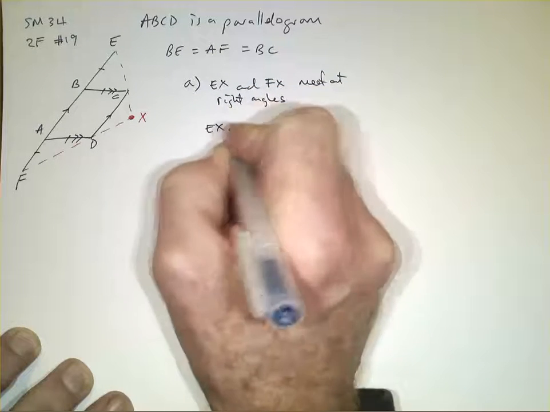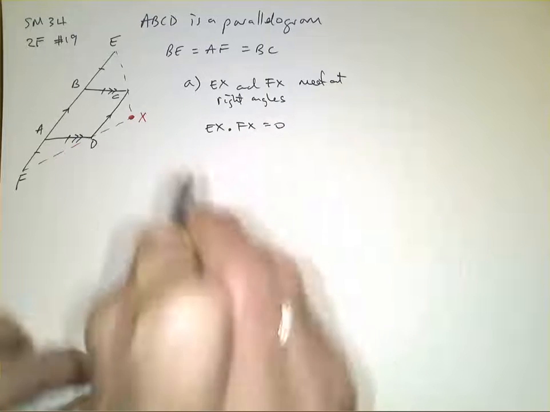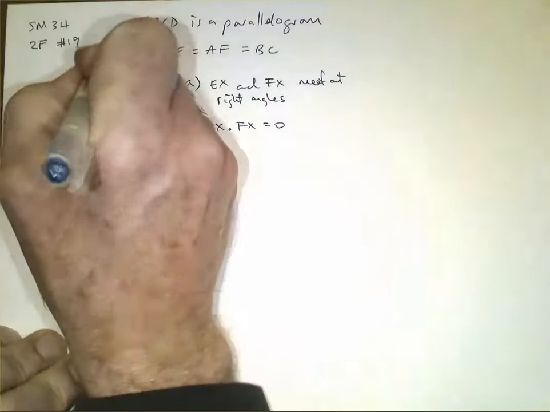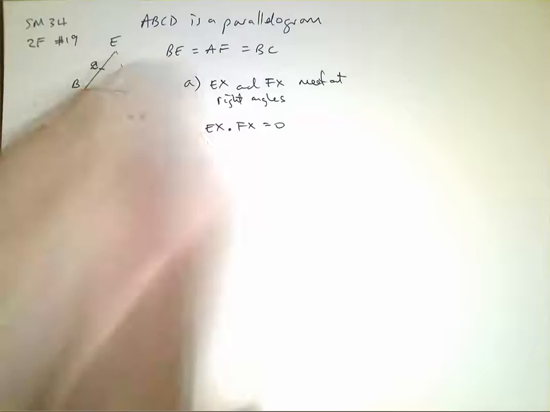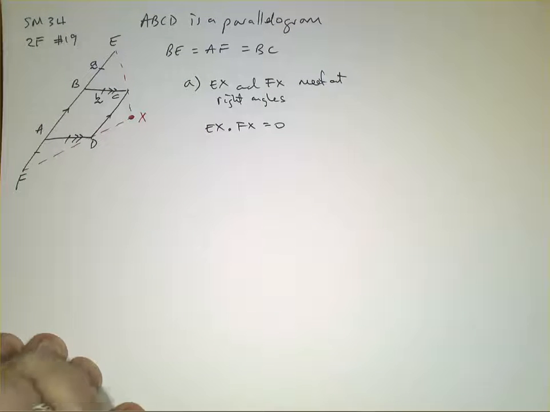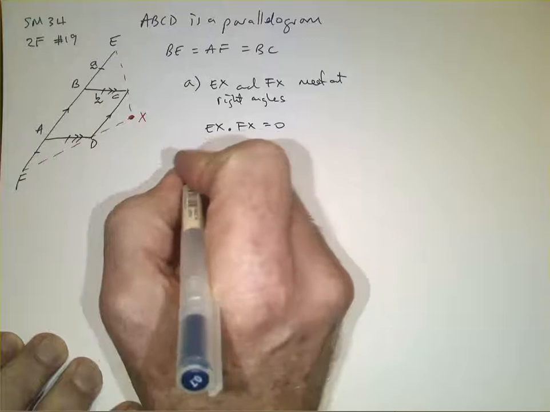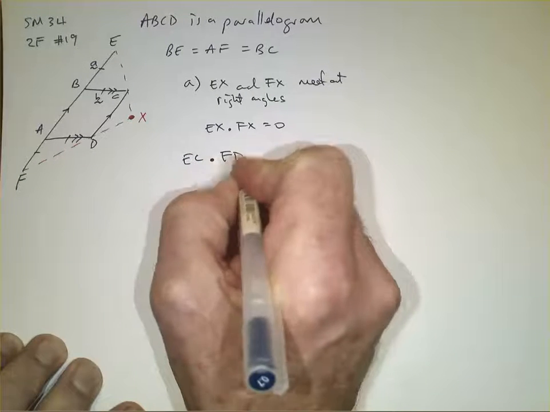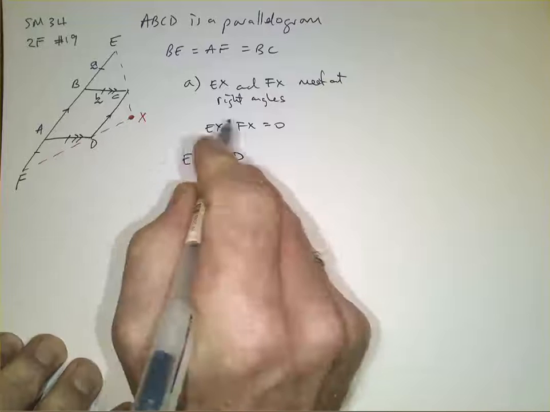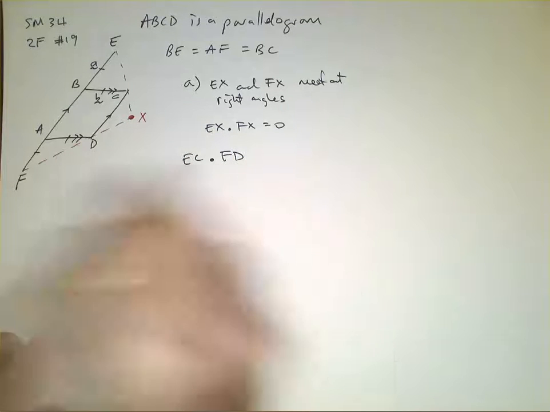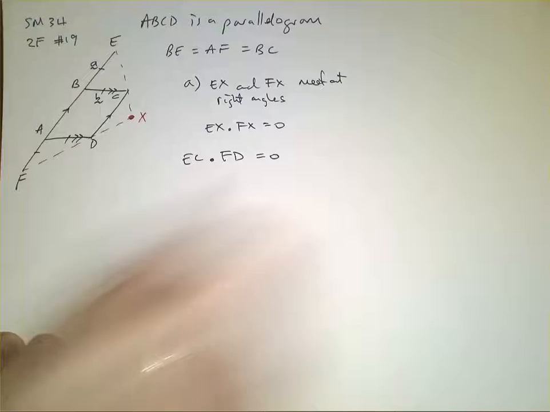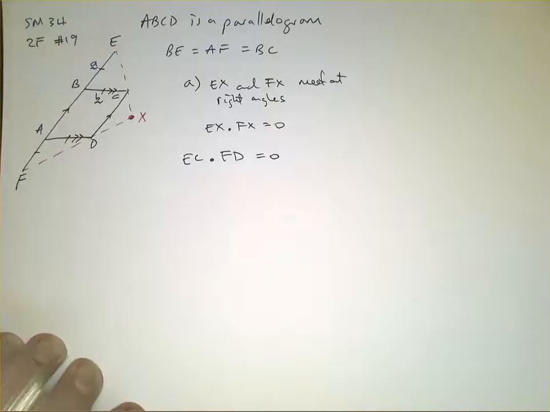Therefore, if I can prove that EX dot FX is equal to 0, then the angle between them is 90 degrees. So I might call this vector A and this vector B, and EC dot FD, since EC is parallel to EX and FD is parallel to FX. Therefore if this product equals 0, that angle there must be 90 degrees.